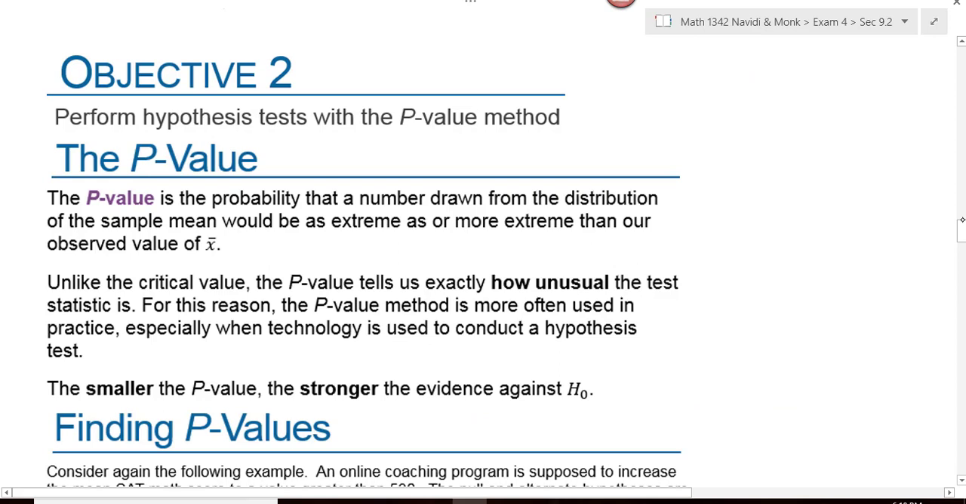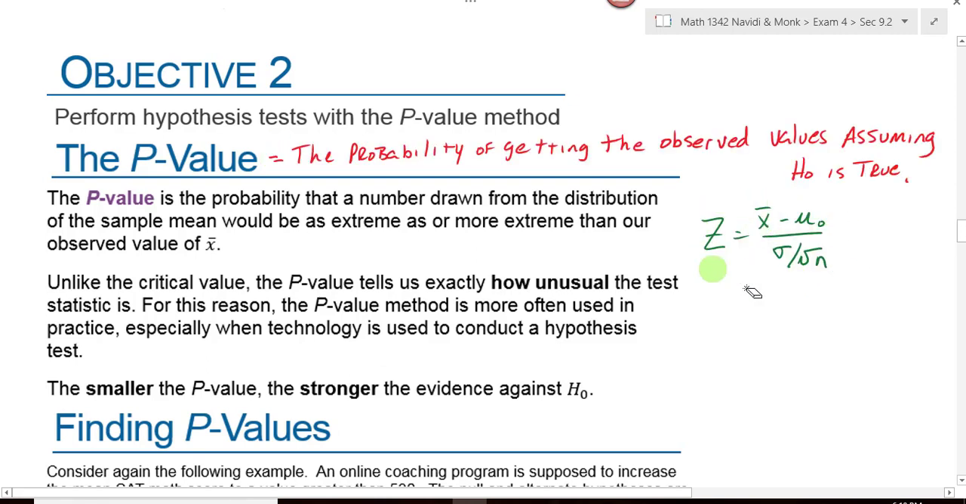Objective 2 is performing hypothesis tests with the p-value method. The p-value is the probability that a number drawn from the distribution of the sample mean would be as extreme as or more extreme than our observed value of x bar. In plain English, the p-value is the probability of getting the observed values, assuming that the null hypothesis is true.